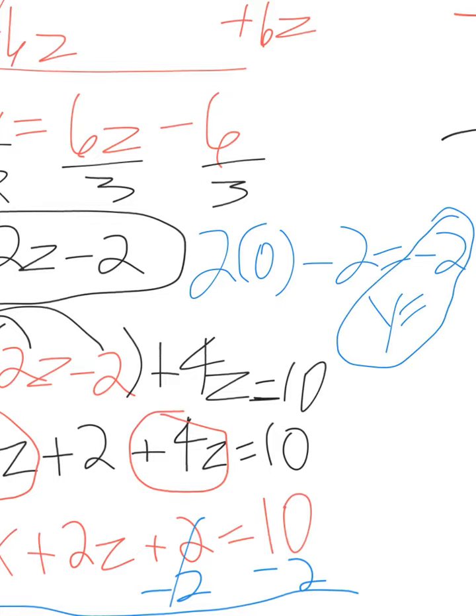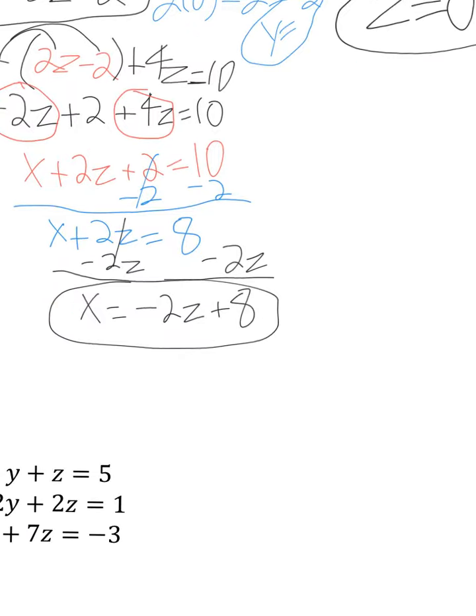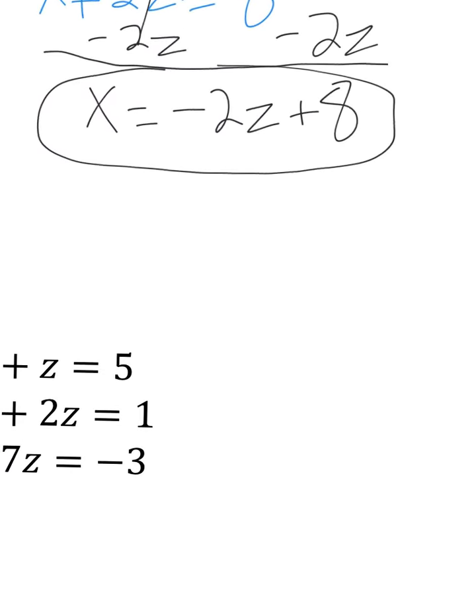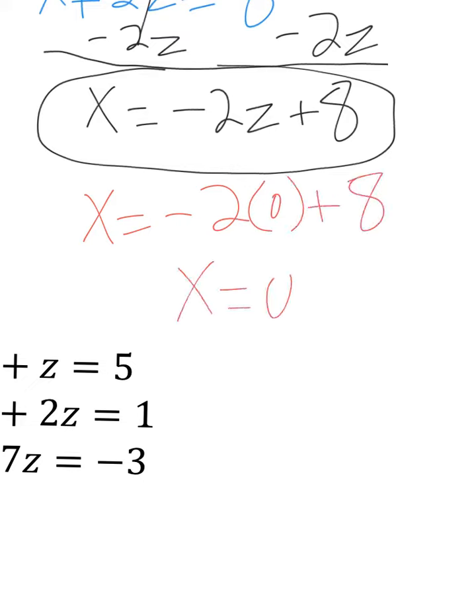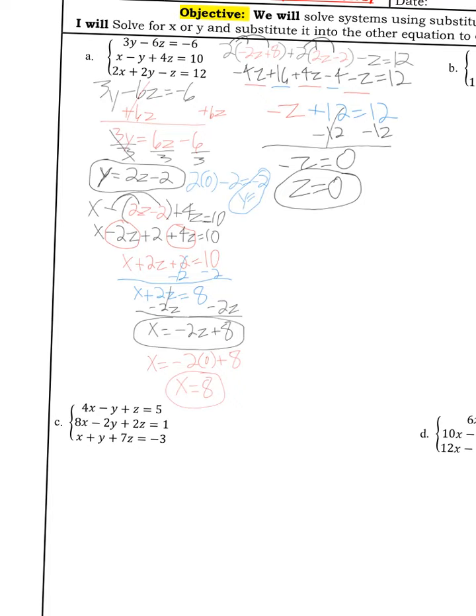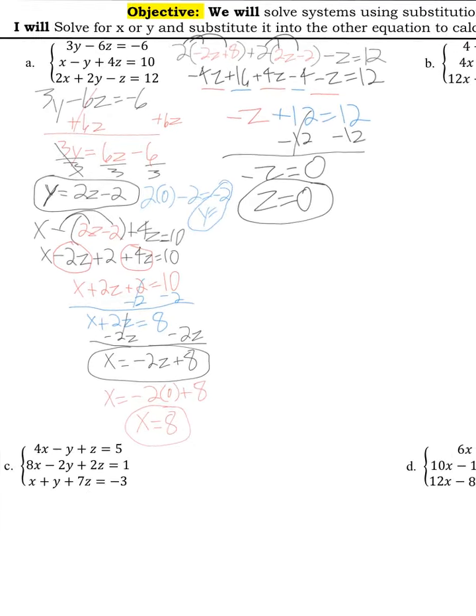All right? And then I go down to the x, and x is negative 2z plus 8, and x equals negative 2 times 0 plus 8. So that's 0 plus 8, so x equals 0. I mean 8. It's 0 plus 8. 0 plus 8 is 8, not 0. Okay, so we have our 3 answers. So the first one did take a long time to get to, but then the other 2 were really quick. Just plug it in and we got it.